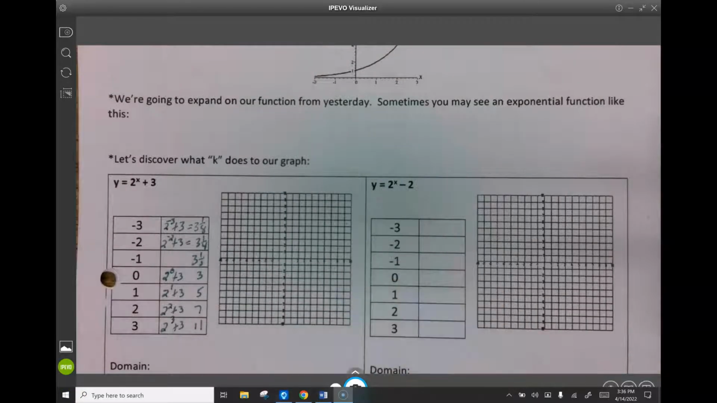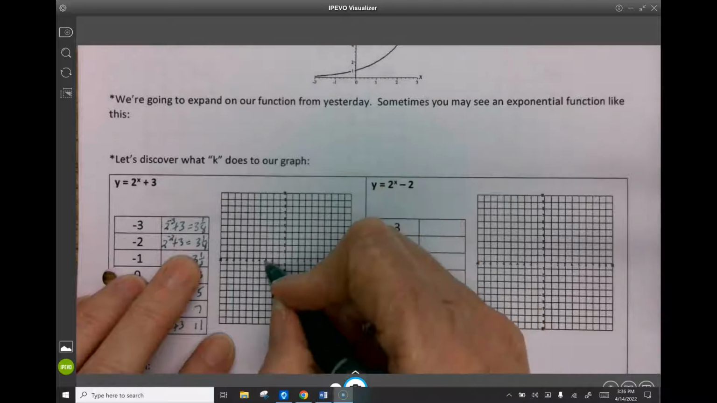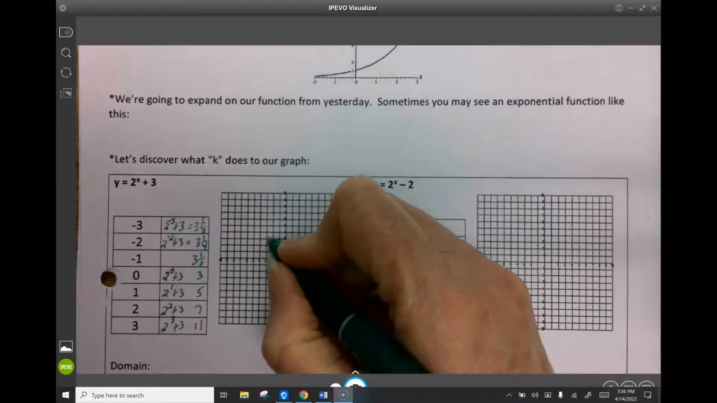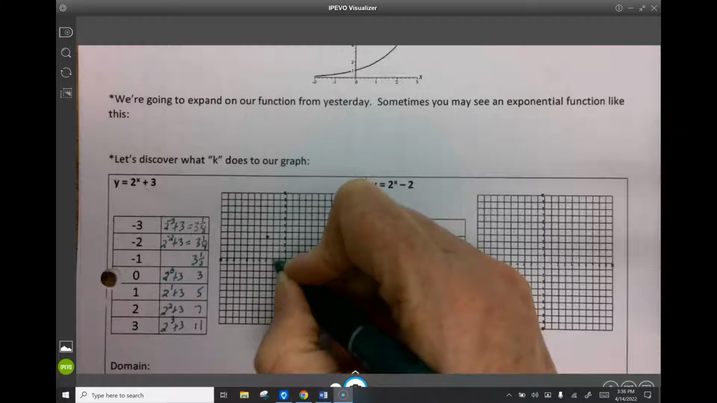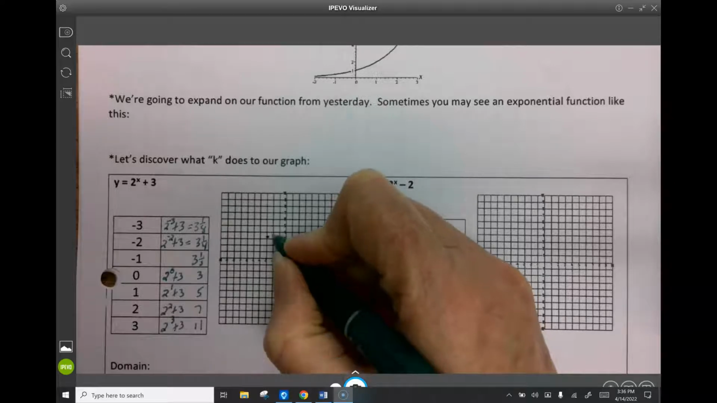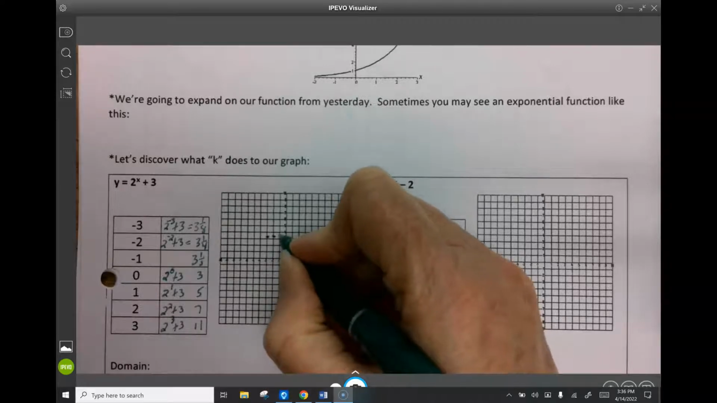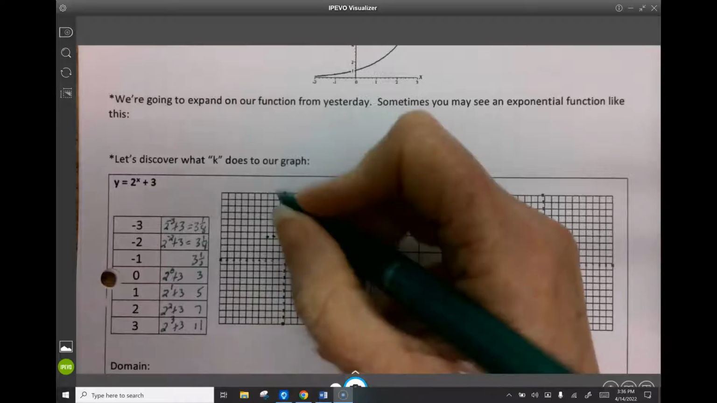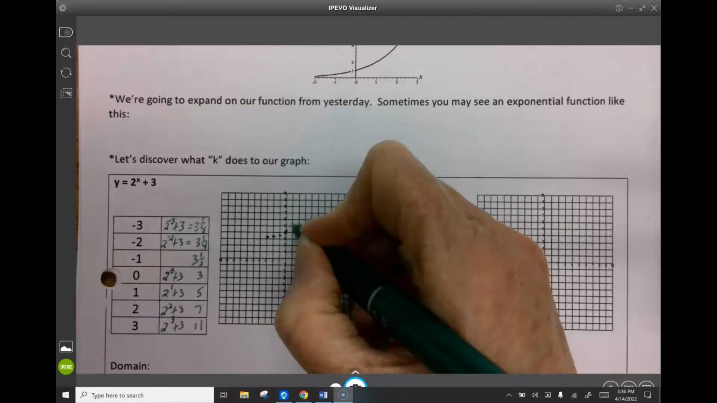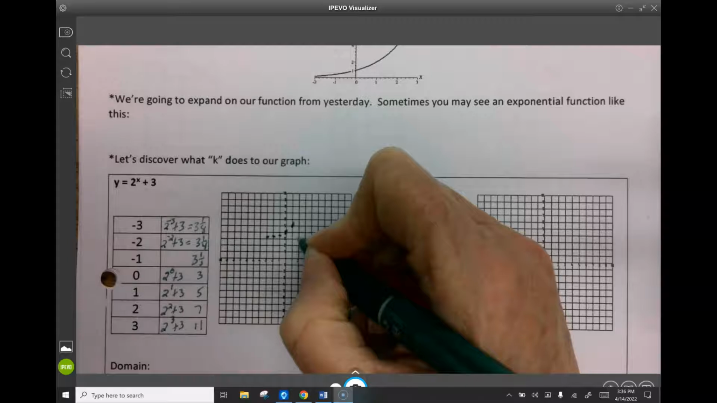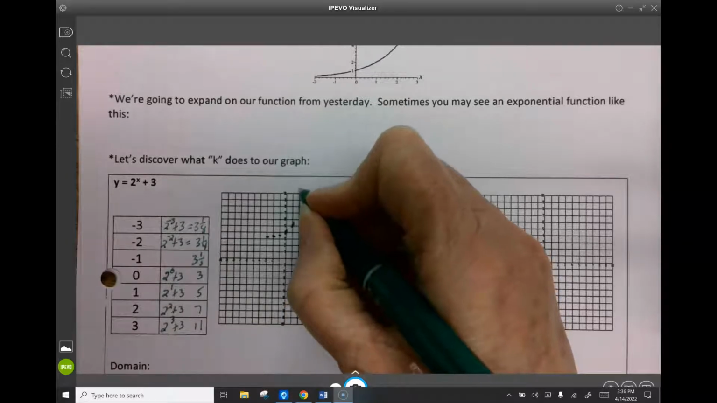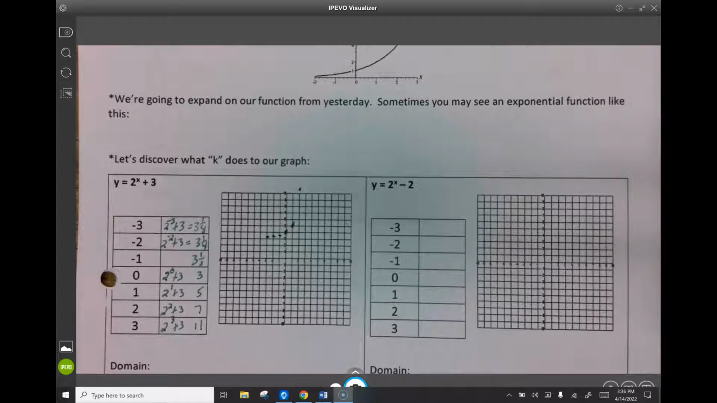So now we're going to graph this. So we're going to plot negative 3 and 3 1/8. And that's going to be about right there. Okay? And then negative 2 and 3 1/4. And then 1/2. And then, of course, we're going to hit that 3 mark. Then 2 is at 5. And 3 is at 11. Okay, now look at that.